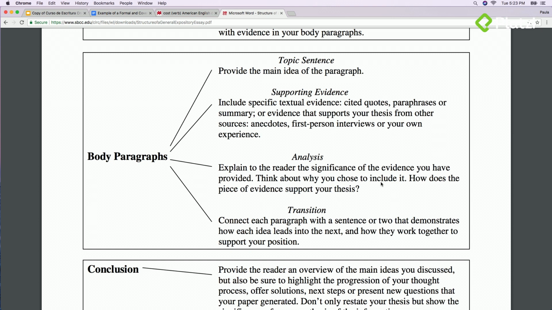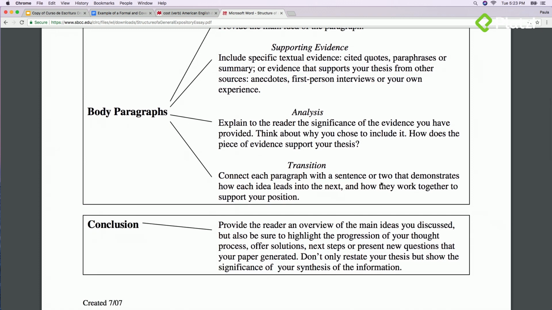In the topic sentence, what you're going to present is the main idea of your text. Then you're going to include specific textual information like evidence, cited quotes, paraphrases or summaries, even figures, numbers, statistics, whatever you want to include there that is relevant for this topic sentence. After that, you are going to provide an analysis of the information that you have included there. And finally, you are going to connect this paragraph with the next one.